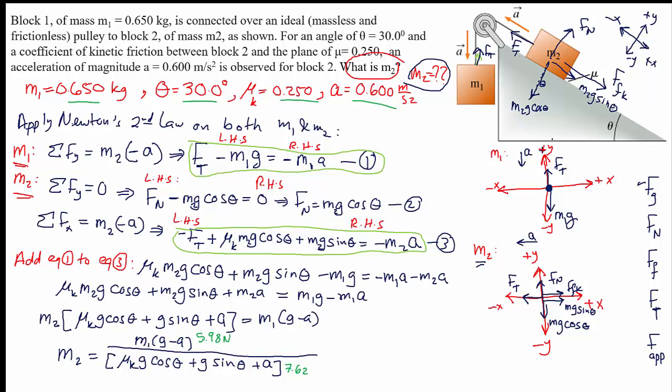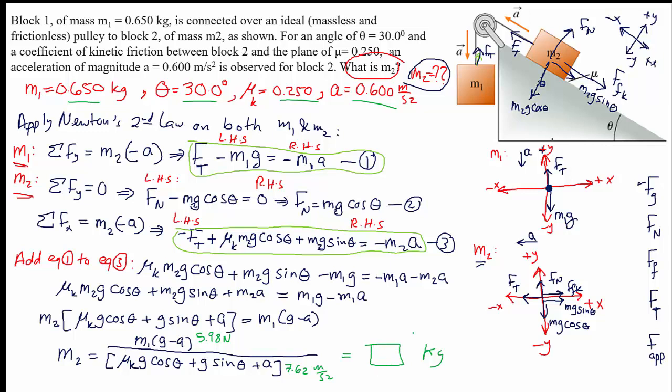So if you carry out the calculation, this will be 5.98 newtons for the numerator, while the denominator would be 7.62 meters per second squared. The numerator will be newtons because you are multiplying mass in kilograms by acceleration in meters per second squared. While the denominator will be meters per second squared because you're adding acceleration to acceleration to acceleration. Of course, sine of the angle, cosine of the angle, and the coefficient of friction do not have units. So when you divide newtons by meters per second squared, the answer will be in kilograms.